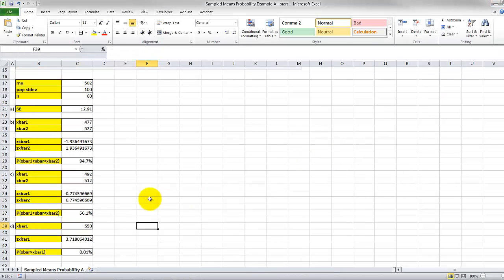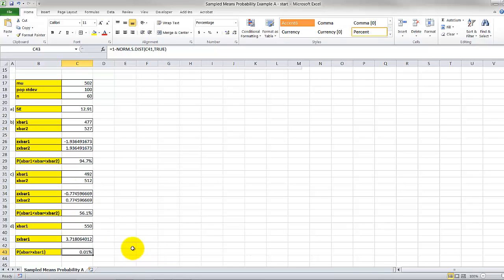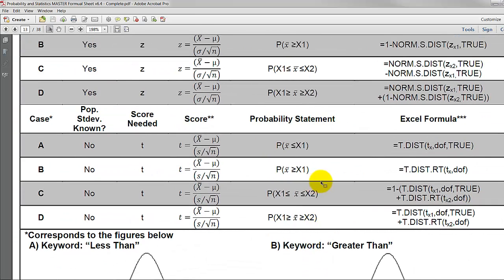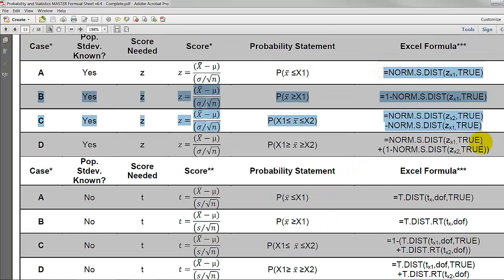So my recommendation when you go through some of these calculations is you really got to think where you are on the distribution and do these values make sense. And it's really helpful if you study this table and understand why these Excel formulas are the way they are.